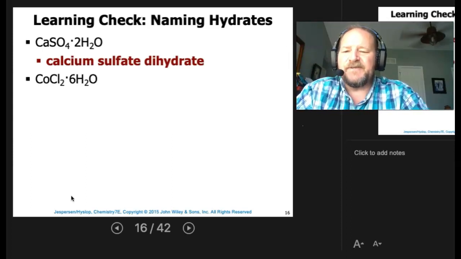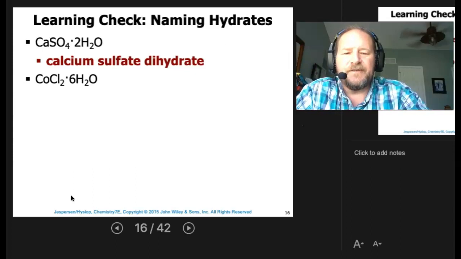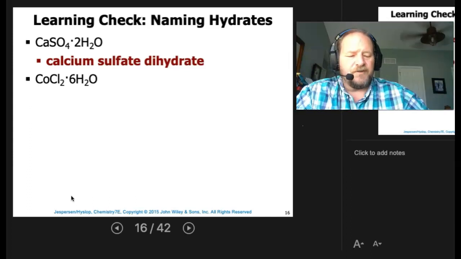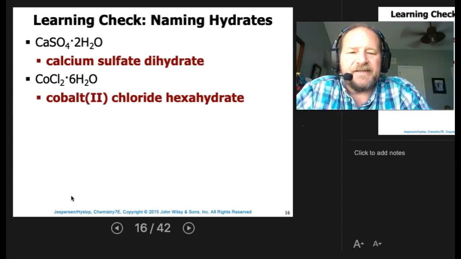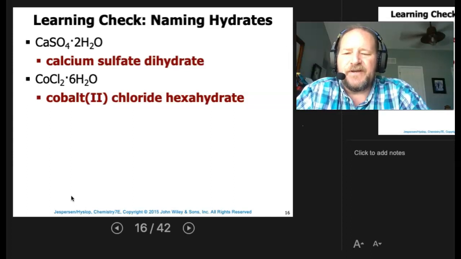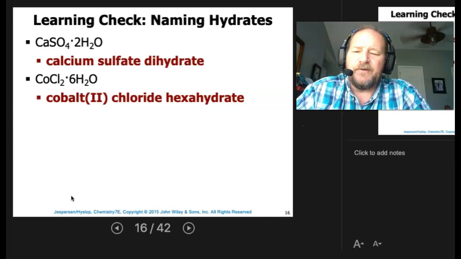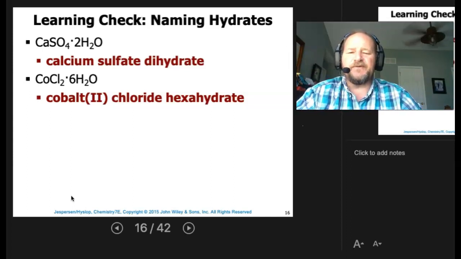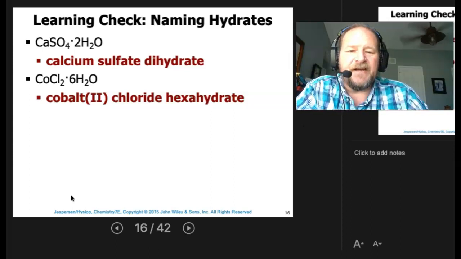All right, how about CoCl2·6H2O? All right, you can pause here if you need to. You want to work that out. But you should arrive at cobalt 2 chloride and then hexahydrate. Right, cobalt 2 chloride. And that's because the chlorine's charge is -1. And so that means I need a total of +2 to balance that. I only have 1 cobalt, so that cobalt has to be a +2. So that gives me cobalt 2 chloride. And then of course we have 6 waters, and that's going to be hexa, so hexahydrate.